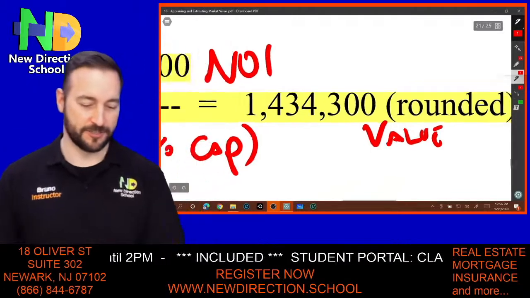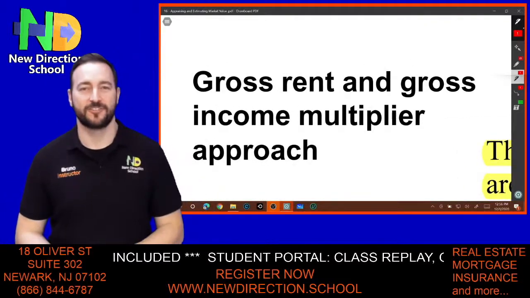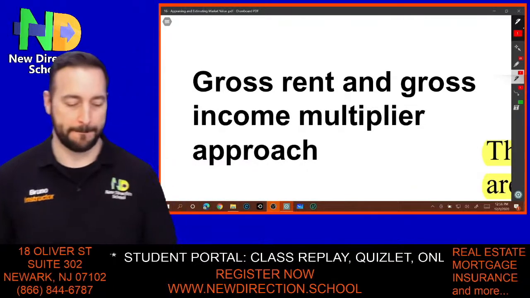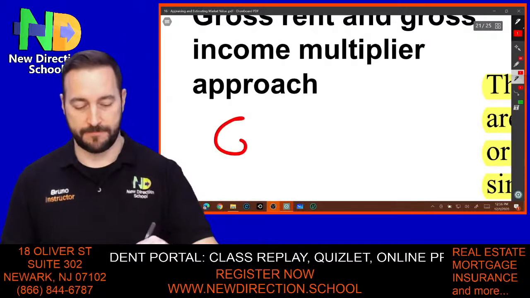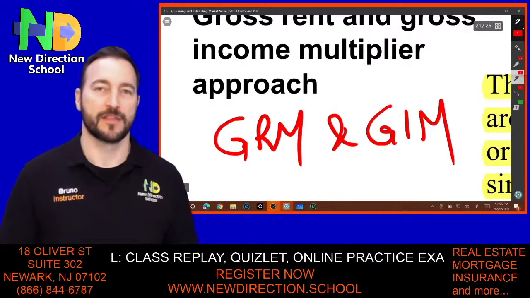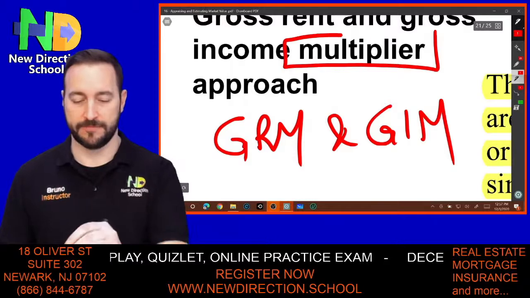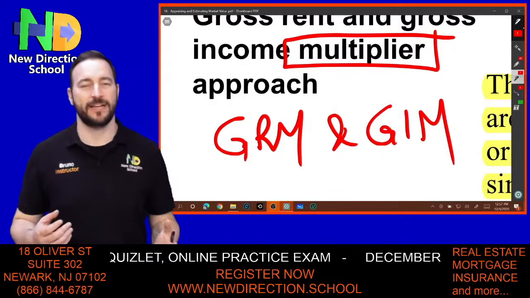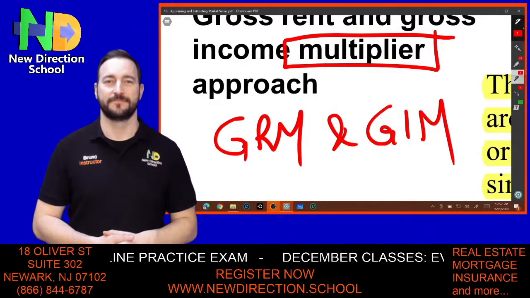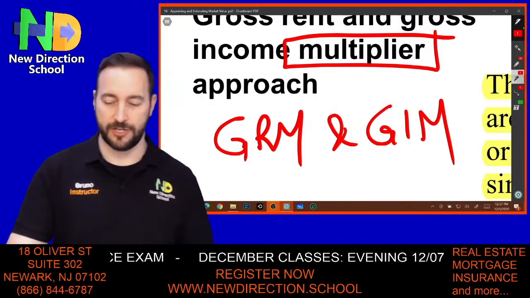Cool. So let me complicate your lives. There's another formula. There's the gross rent and the gross income multiplier, the GRM and the GIM. One of the things you have to remember is that it says multiplier. So it already gives you a hint of what you have to do with this number, the multiplier. So what do you do? Multiply. Now, what is the GRM?